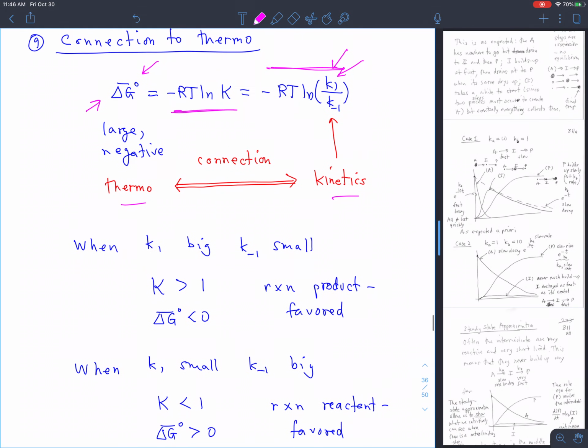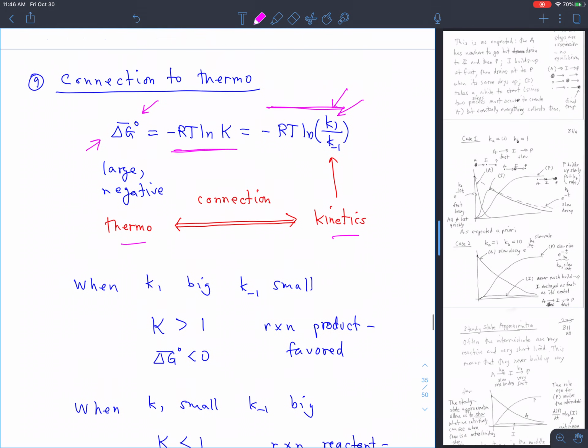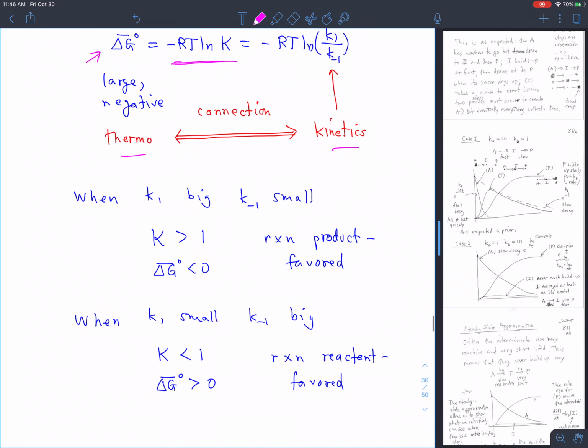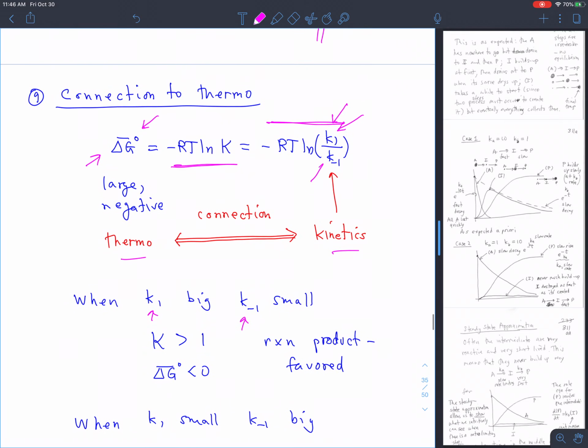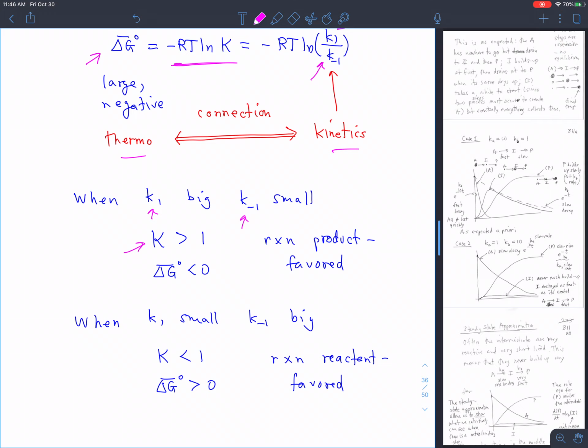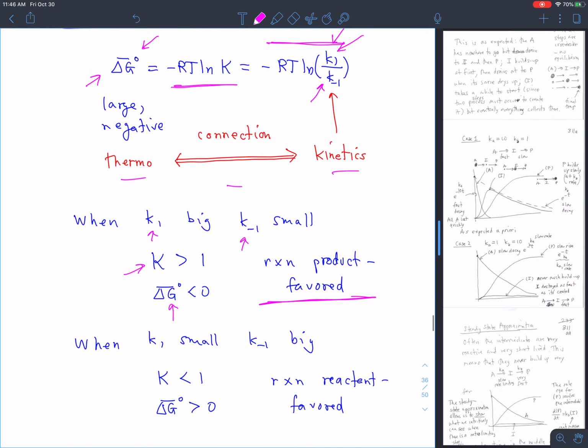Notice also that this relationship here says that if K1 is big and K minus 1 is small, then this ratio, K1 over K minus 1, will be bigger than 1. That means the equilibrium constant will be greater than 1. That means the standard state delta G will be less than 0, which means you have a product-favored reaction. What that's saying is that if the forward reaction is faster than the backward reaction, then you're going to get more B at equilibrium, right?